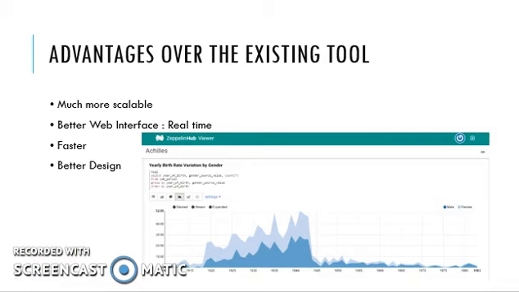So by using the most recent big data tools like Apache Spark, Zeppelin, and Amazon Web Services, I have created an infrastructure for ACHILLES that is scalable, faster, with a better user interface and design.